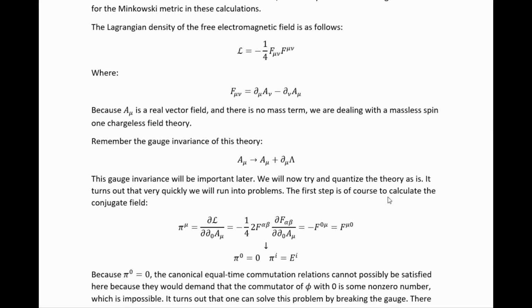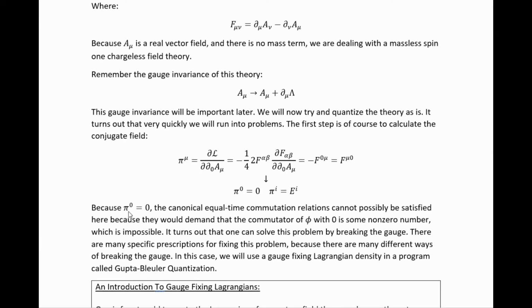The first step is, of course, to calculate the conjugate fields. We see the problem immediately, pi 0 equals 0. Because pi 0 equals 0, the canonical equal time commutation relations cannot possibly be satisfied here, because they would demand that the commutator of phi with 0 is some non-zero number, which is impossible. It turns out that one can solve this problem by breaking the gauge.